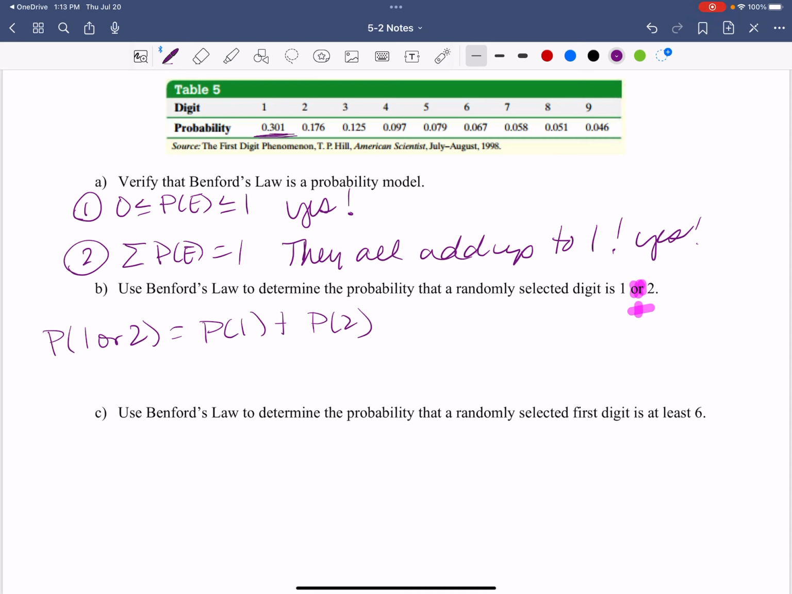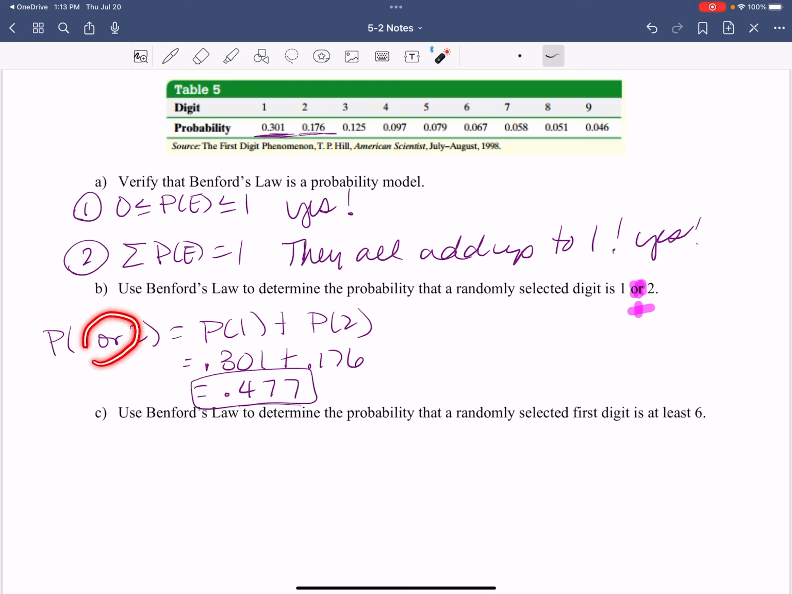1 is 0.301. 2 is 0.176. Okay, plug those into your calculator and add those together. 0.477. That is the probability of 1 or 2. Again, I want to make a huge impact. This word or is the addition rule. Or is the addition rule.